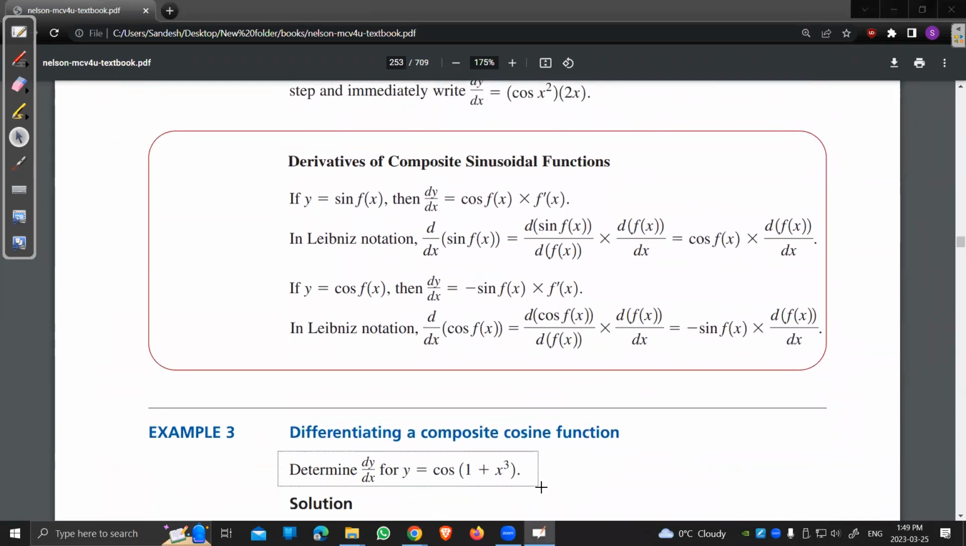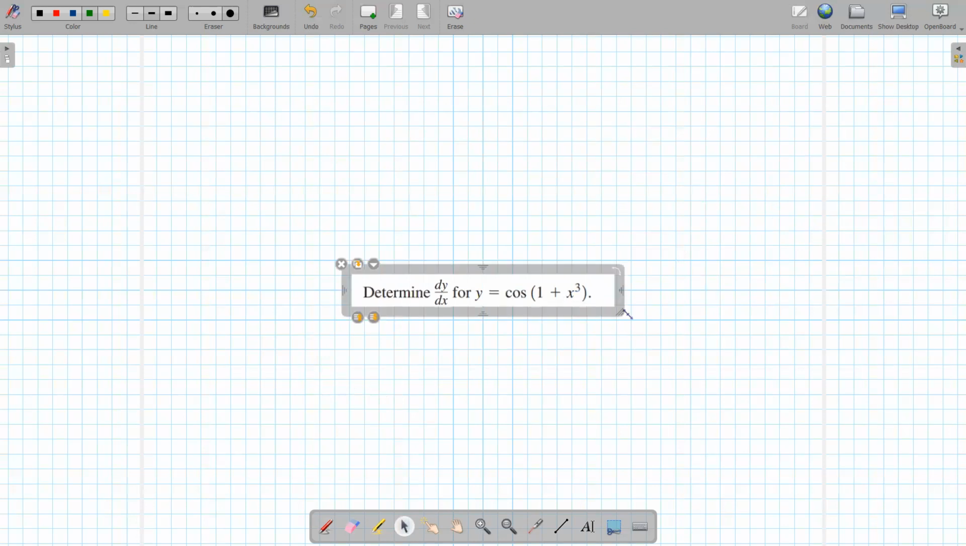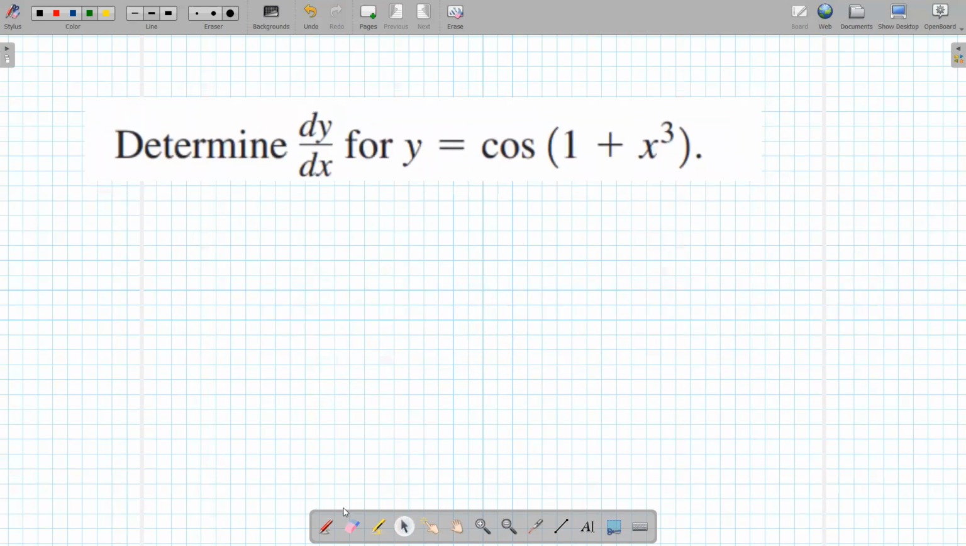Same thing here. Don't worry about it too much. Cos becomes negative sine. So y prime will be what? Negative sine. Does the bracket change? The bracket represents the angle. It does not change, okay? What do we multiply this by? 3x squared. 3x squared is right. That's it. One and done. Easy peasy.